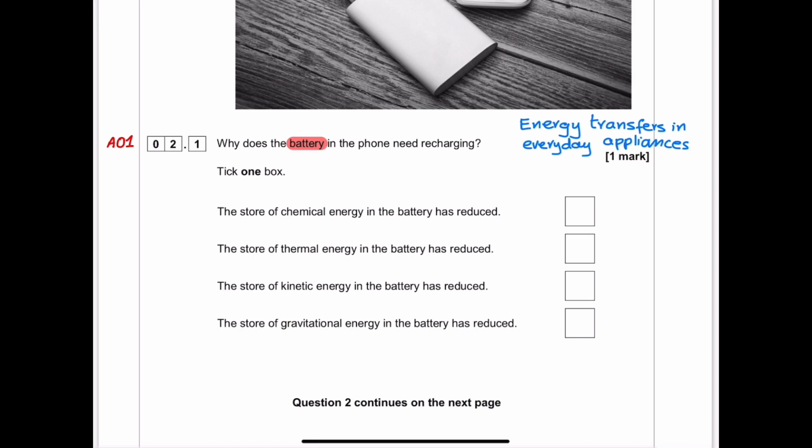A battery doesn't have gravitational energy. A battery doesn't have a kinetic energy store. The battery is not related to thermal energy store. The battery is related to chemical energy store. Therefore, the store of chemical energy in the battery of the mobile phone has reduced.